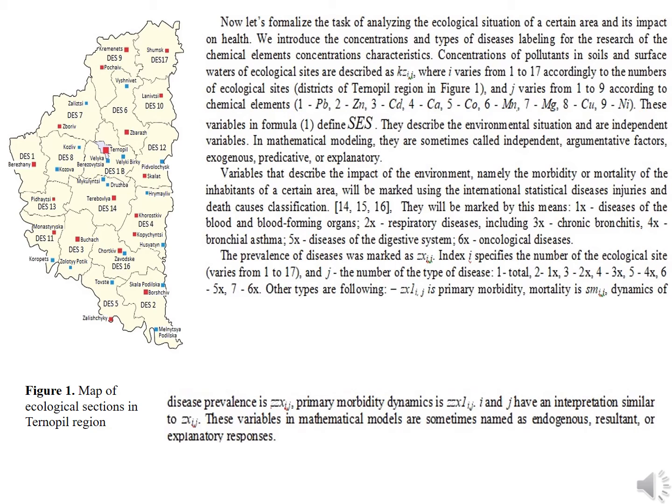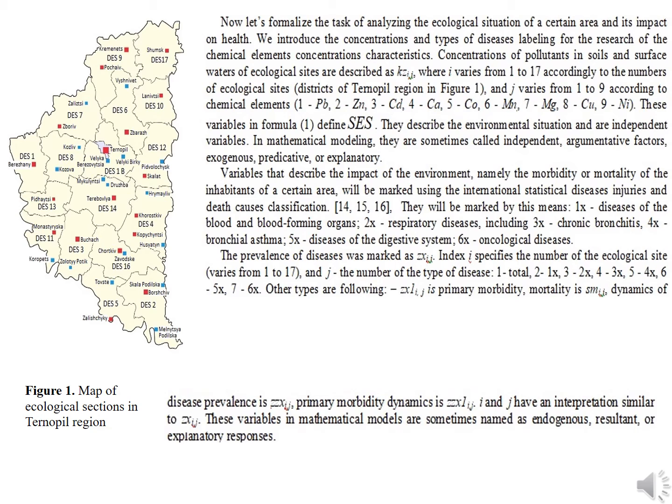J varies from 1 to 9 according to chemical elements, such as plumbum, zincum, cadmium, calcium, manganese, magnesium, cuprum, and nickel. These variables in Formula 1 define SES. They describe the environmental situation and are independent variables. In mathematical modeling, they are sometimes called independent argumentative factors, exogenous, predicative, or explanatory.